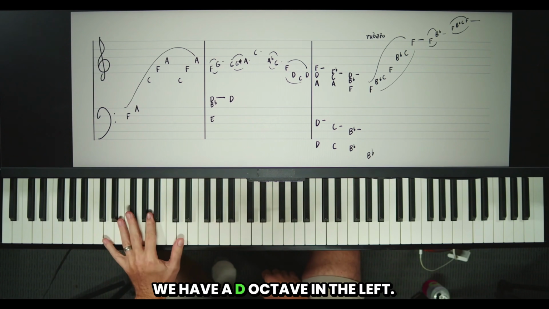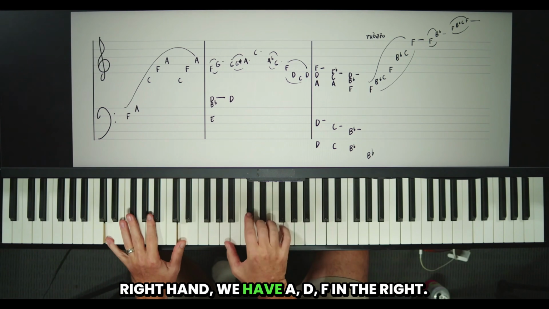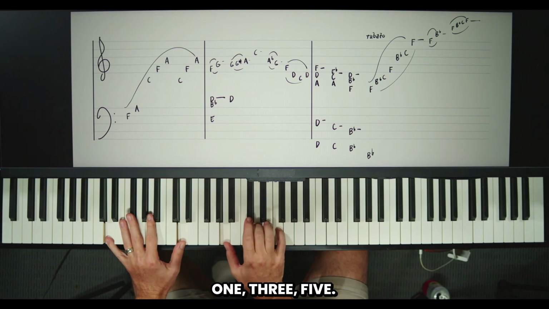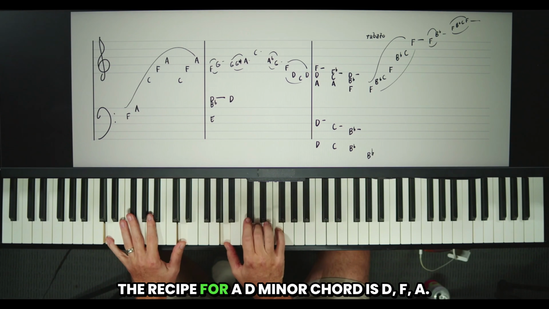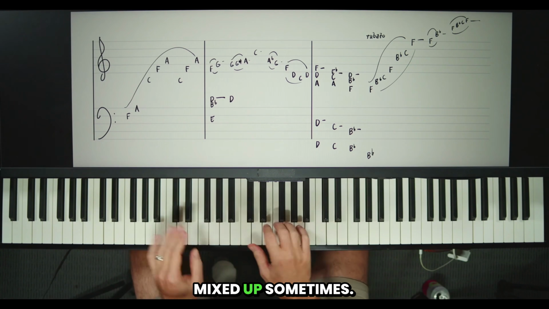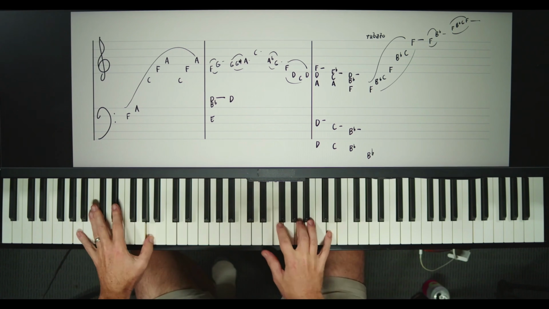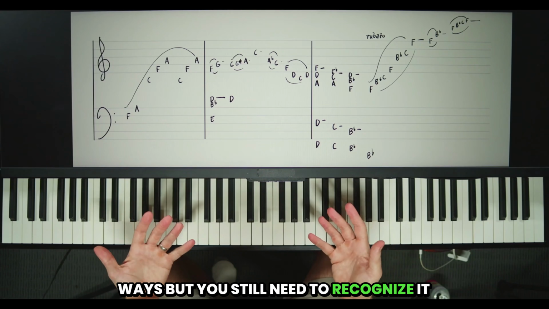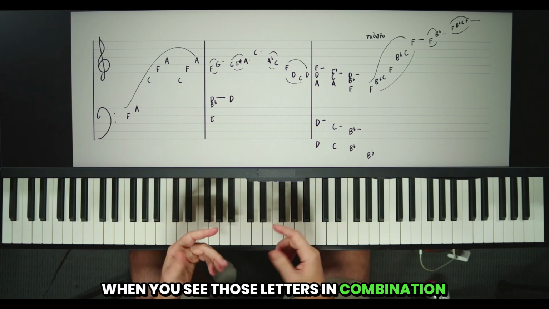Blocked chords. We have a D octave in the left. Right hand, we have A, D, F in the right. 1, 3, 5. It's D minor. The recipe for a D minor chord is DFA. And I say recipe because the notes will be mixed up sometimes. Play different ways, but you still need to recognize it when you see those letters in combination, DFA.